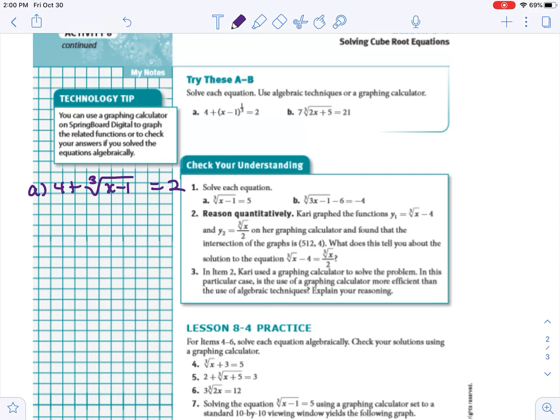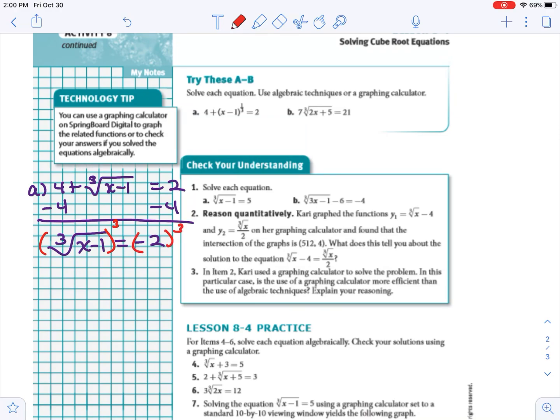All right, so we want to isolate the radical. Step 1 is going to be to subtract 4 on both sides. That will give us the cube root isolated, the cube root of x minus 1 equals -2. Then we need to cube both sides. So we're going to take both sides to the 3rd power.